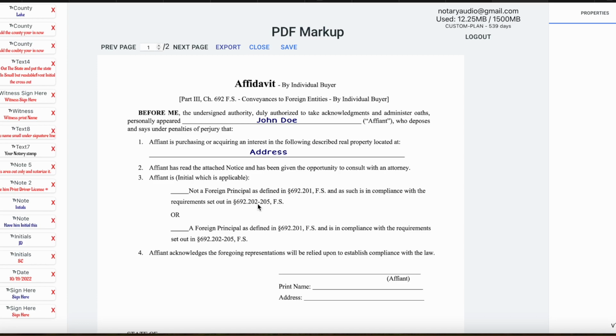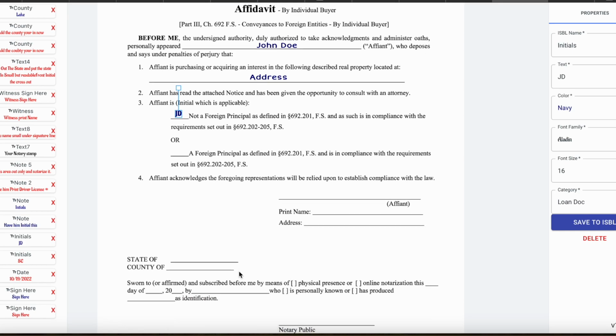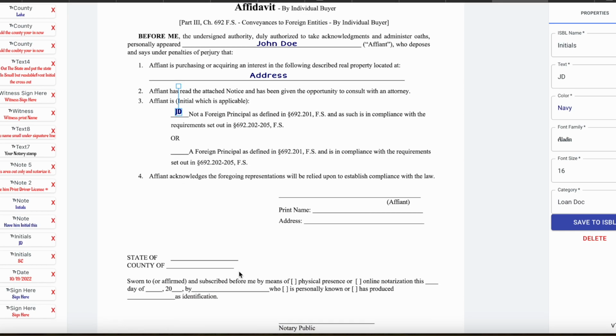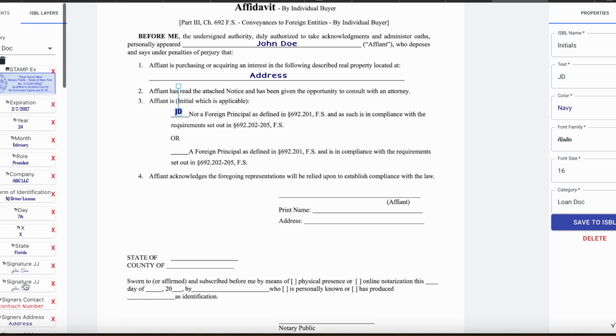Okay, so the affiant is initialing where applicable. You're going to tell them to initial whichever is applicable to them. In this case, John Doe will go ahead and initial JD, and whichever is applicable to him. Then we go down to the next thing. The affiant acknowledges the foregoing representation will be relied upon to establish compliance with the law. So John Doe is going to go ahead and sign there for us.